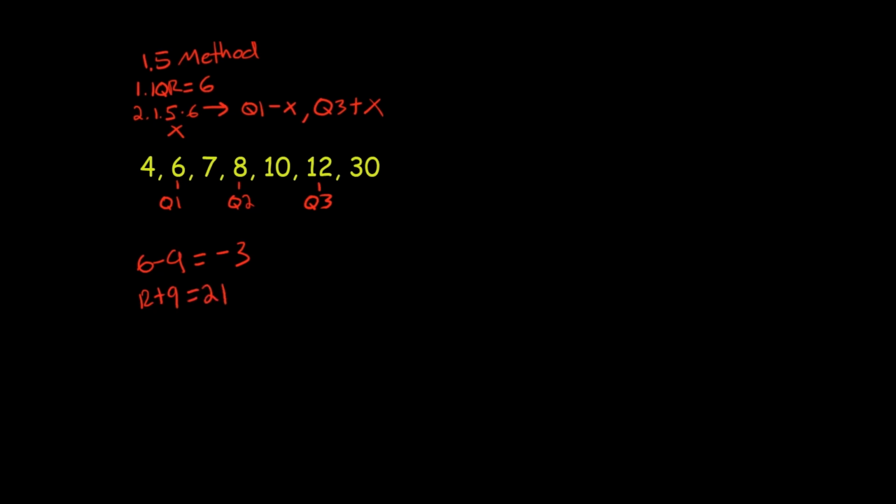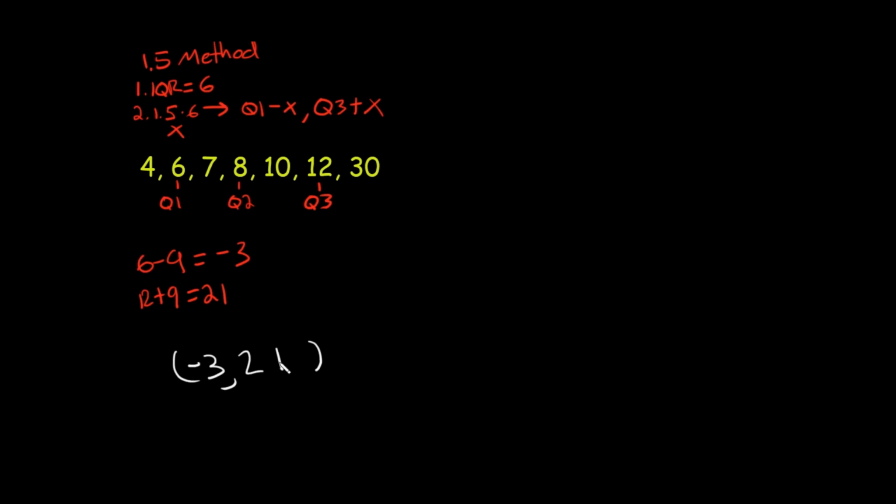And what this actually does is give us a range of numbers. So we're going to have from -3 to 21. So this gives the range of all of the data points that are not outliers.